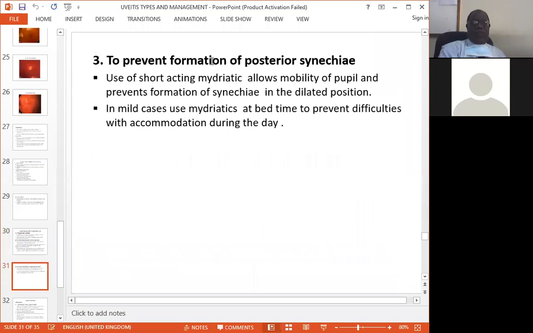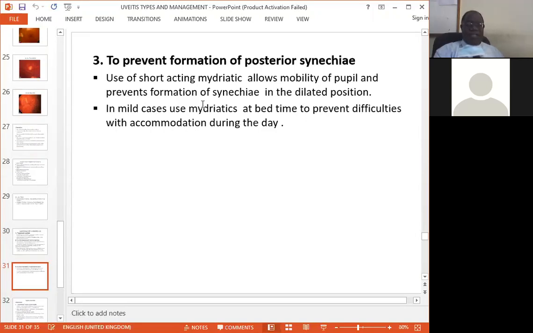Also, the issue is to prevent formation of posterior synechiae. Use of a short-acting mydriatic allows mobility of the pupil. Why is it mobility? This is short-acting. It means over a short period, the pupil goes back to the constricted position, then dilates again with the drug, then goes back. That way, the iris is not stuck in one position for a long time, and it avoids synechial formation. So use of a short-acting mydriatic allows mobility of the pupil and prevents formation of the synechiae in the dilated position.